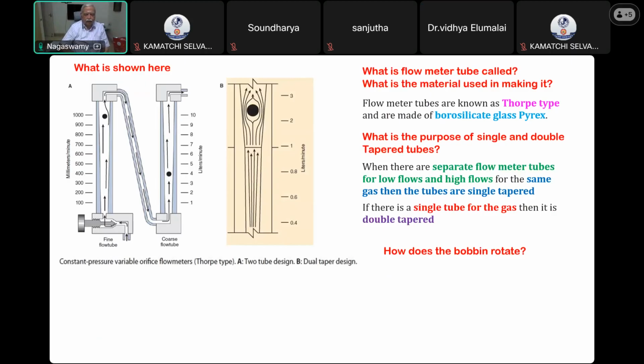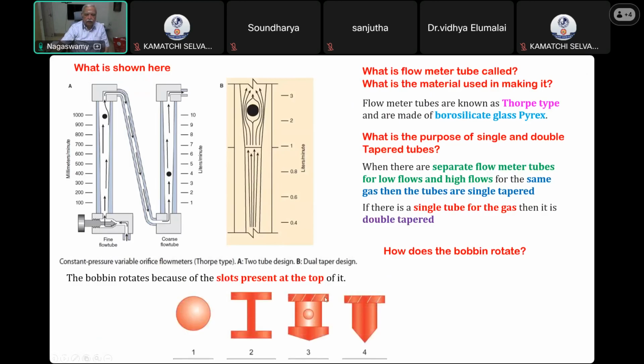One, the flow meter tube may be slanting or tilted. Second, there may be dust particles attracting that bobbin. Third is static electricity causing this sticking. And the bobbin rotates because there are slots present at the top. You can see these grooves, which rotate when the gas goes.